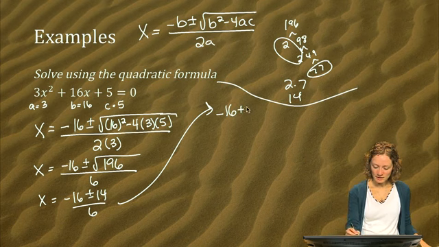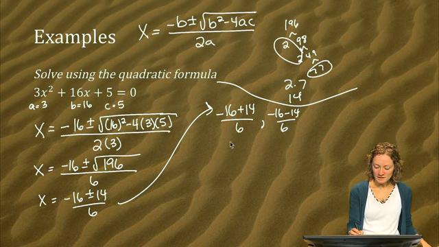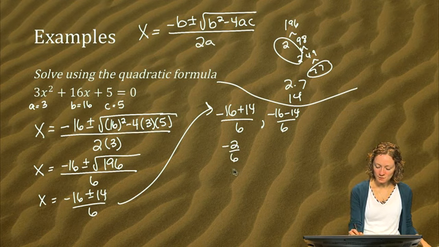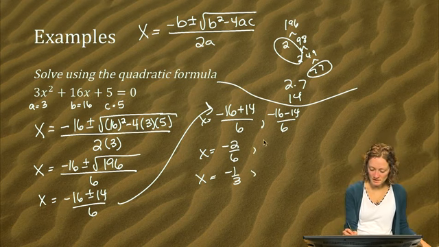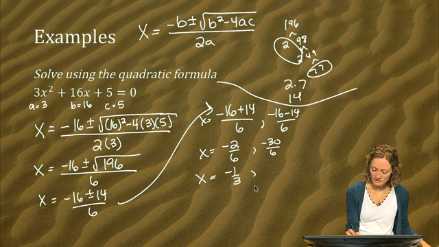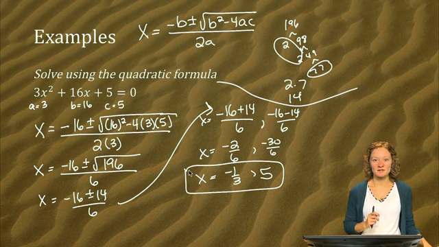So let's separate. Negative 16 plus 14 over 6 and negative 16 minus 14 over 6. Simplify each one. Negative 16 plus 14, negative 2, which simplifies to negative 1/3. And the other solution, negative 16 minus 14, negative 30. Negative 30 divided by 6 is 5. So our two solutions are negative 1/3 and 5.